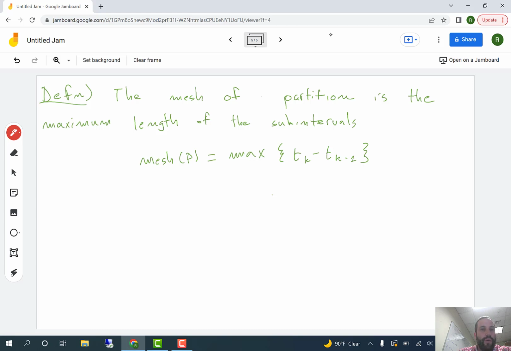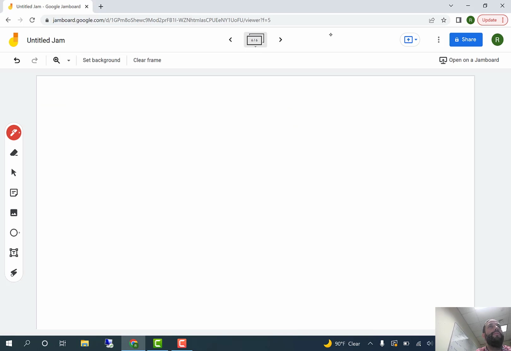But dealing with integrals like this, we need to have not just one mesh. We need to look in a more general situation where the subintervals are not always going to have the same length. So the mesh of a partition is the maximum length of the subintervals. Okay, now we're going to prove a lemma about partitions.